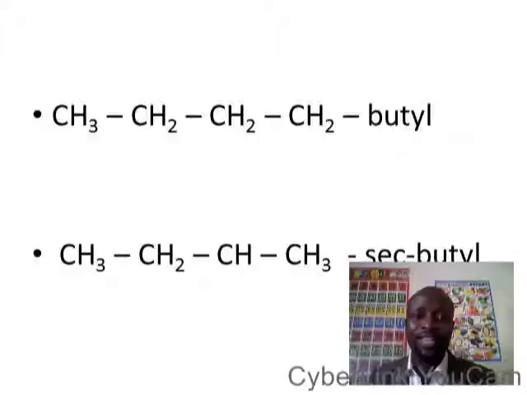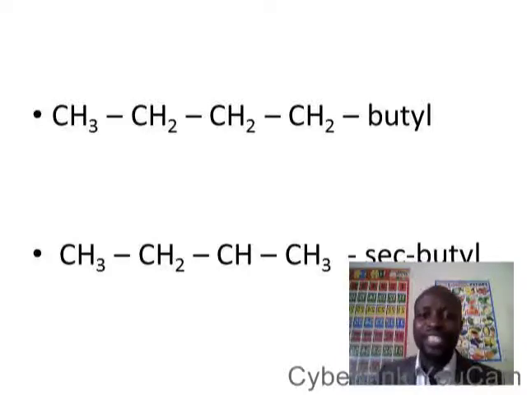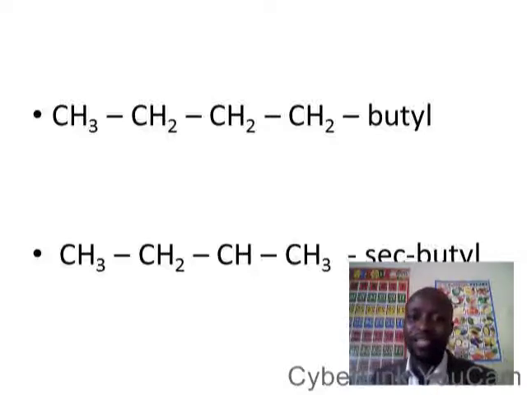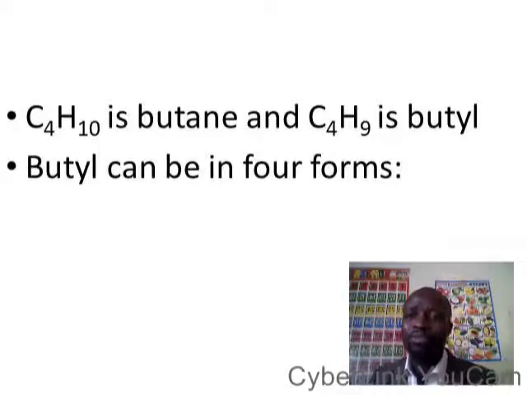Now, look at this here. We have butyl under alkyl now. Butyl is CH3, CH2, CH2, and CH2. It must have 4 carbon atoms and the number of hydrogen must be 7. It is butyl. Now look at this. Butane is C4H10. Butyl is C4H9. And butyl has 4 forms.